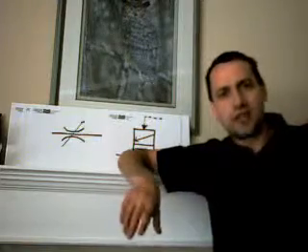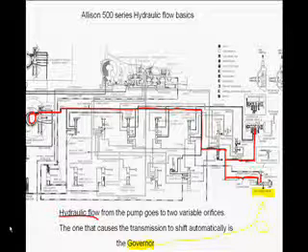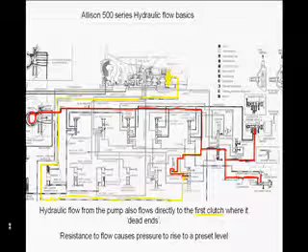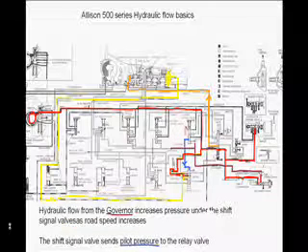So let's take a look at that on an actual schematic. When in neutral, the hydraulic flow in red goes to the governor and also to the first clutch via the yellow line. When the gear selector is placed in drive, forward clutch is activated via the orange line. The purple line from the governor forces the shift signal valve to move. The blue line is pilot oil forcing the relay valve to move.